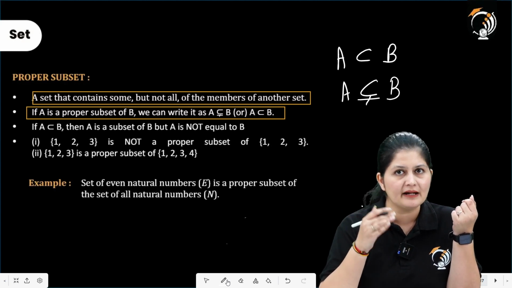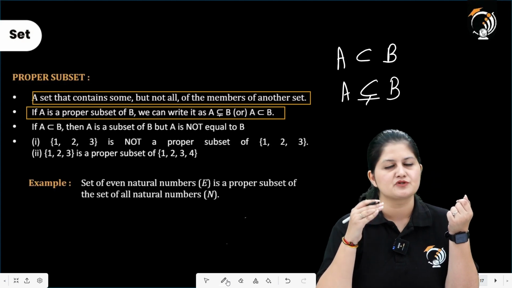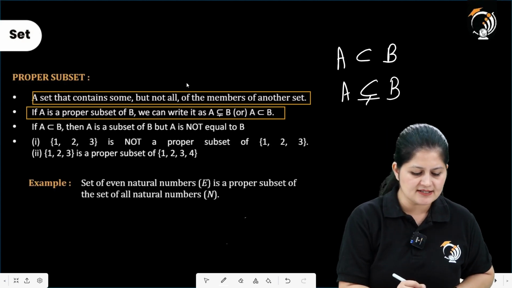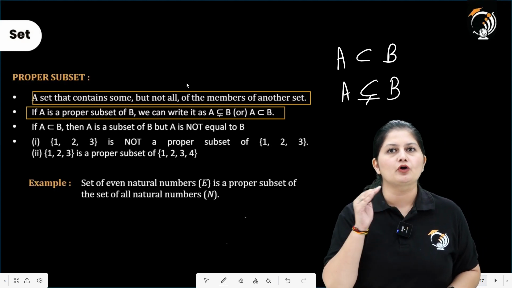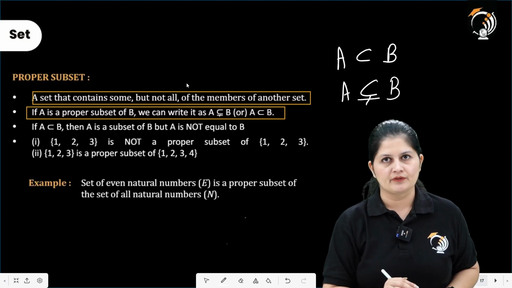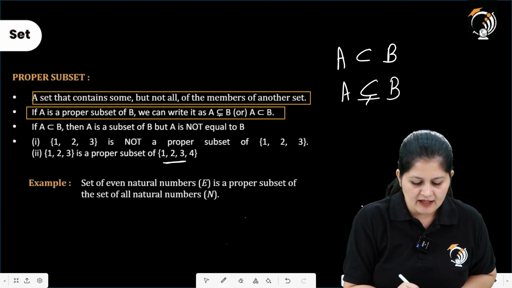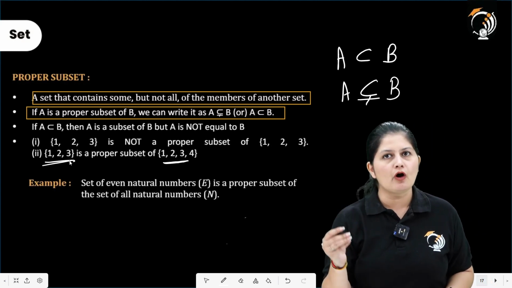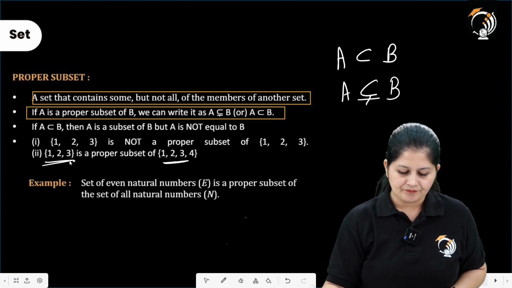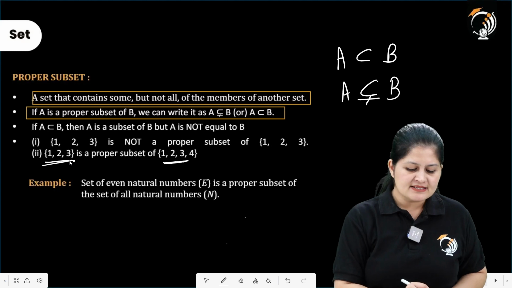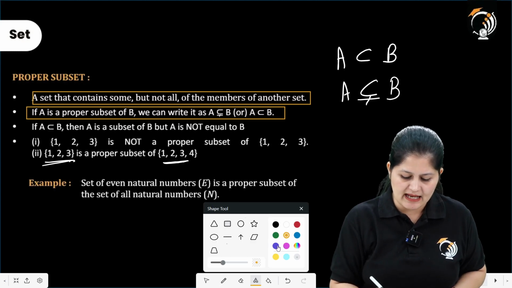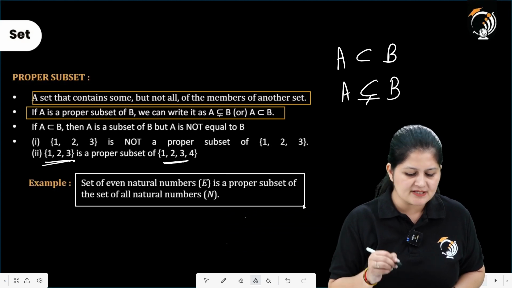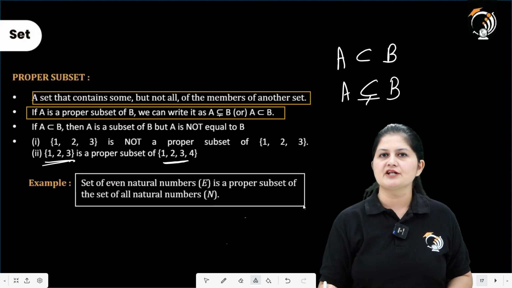Further, if I talk about {1, 2, 3}, {1, 2, 3} is not a proper subset of {1, 2, 3}, but {1, 2, 3} is a proper subset of {1, 2, 3, 4}. As if we talk about the first condition, which says that some of the elements but not all are present in the set. Okay, so here what we can observe is that 1, 2, 3 are present, but 4 is an element that is not present here. Okay. Further, if we talk about one more example here, it says the set of even natural numbers is a proper subset of the set of all natural numbers.